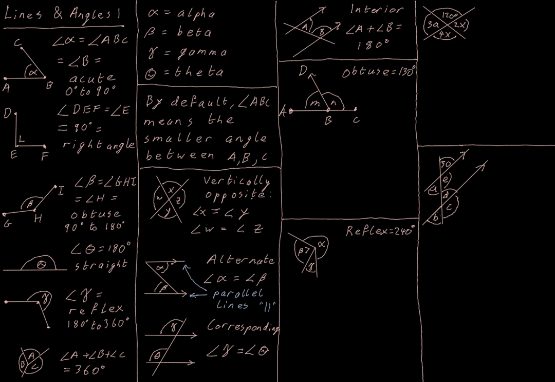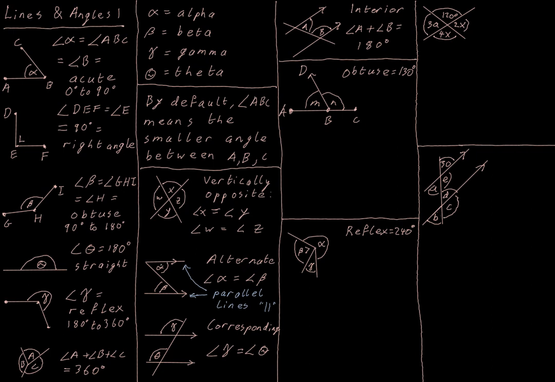Vertically opposite angles are equal. We have our two straight lines crossing each other here, and the angles vertically opposite each other, so directly opposite each other, are equal. So the angle labeled X here is equal to the angle labeled Y. They must be equal. They must be the same. You can construct triangles to prove that this must be true, but they are vertically opposite, so they're equal. So X and Y are equal, and for the same reason, W and Z are equal. They are opposite each other, so they are equal to each other.